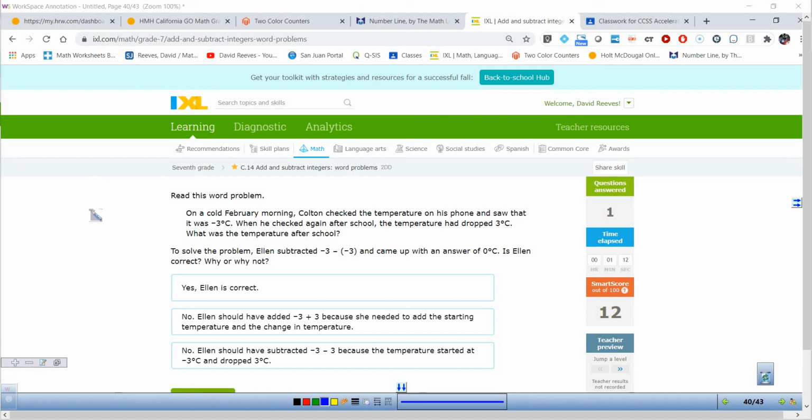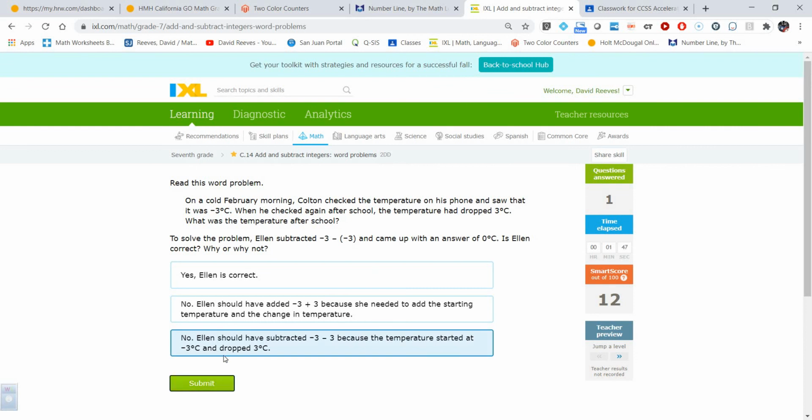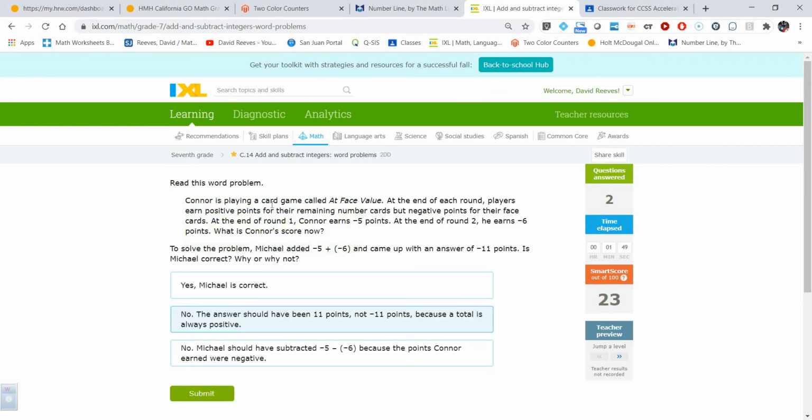So let me ask you a question. They're down 3, so we're down 3, right? And then it goes 3 more. If we go down 3 and then 3 more, are we at 0 or are we at -6? So what Ellen should have done is -3 minus 3. So this is the answer that we are looking for here. All right, one more problem.